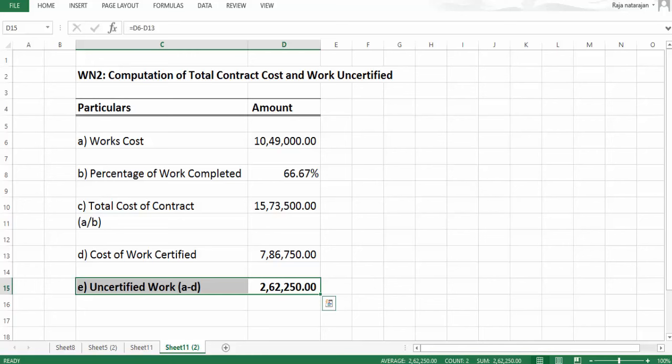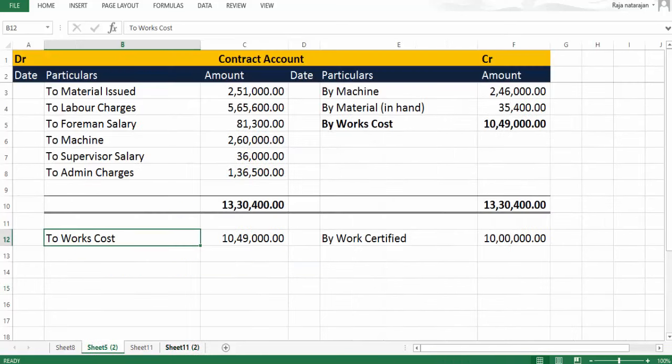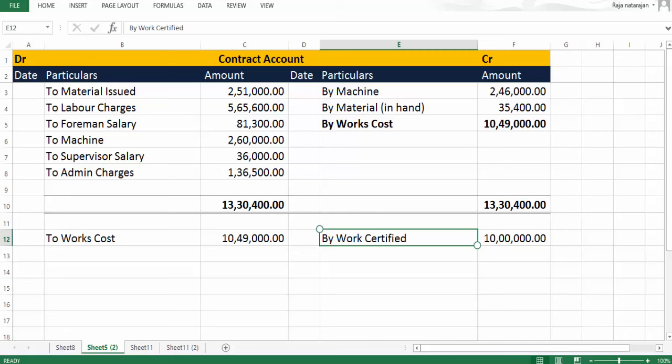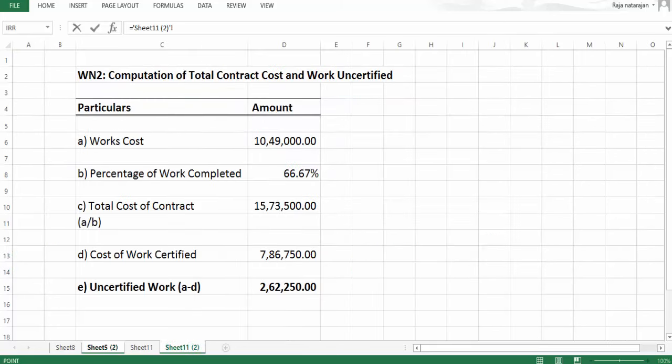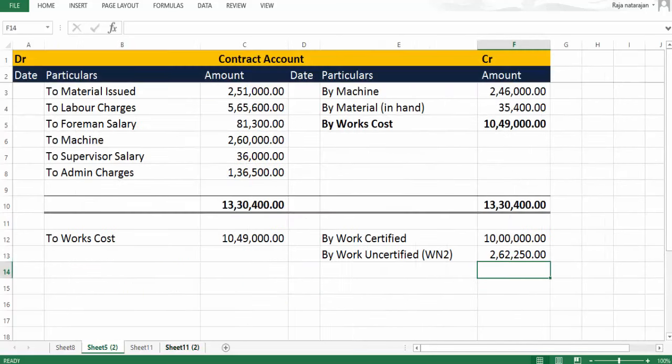So let's go to contract account. Already we have credited the contract account by work certified. So let us also credit by work uncertified, which we can pick up from working note 2. Let's do that. It is 2,62,250. Okay, so now if you look at it, on the credit you have two items, whereas on the debit you have one item and you have a notional profit.